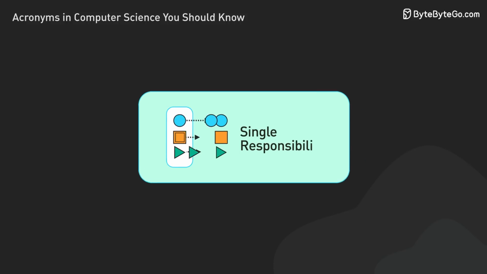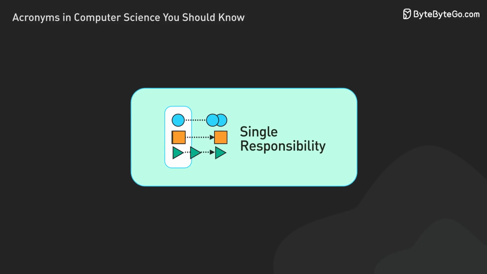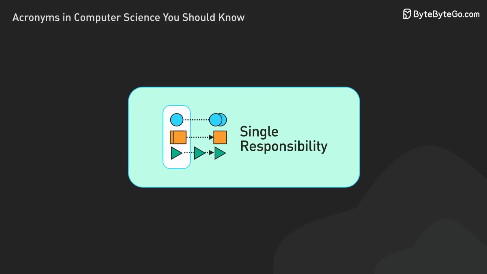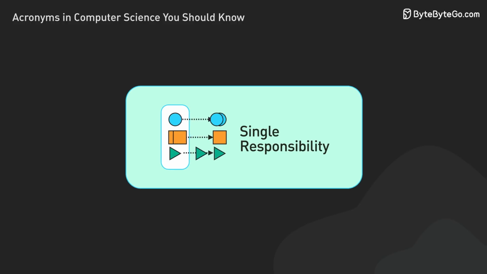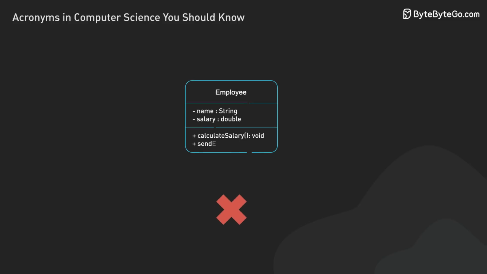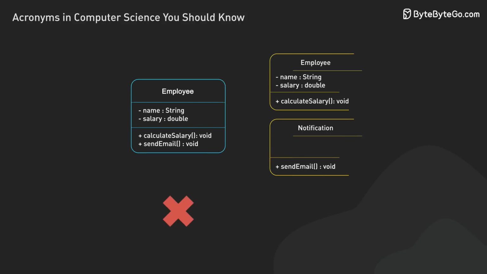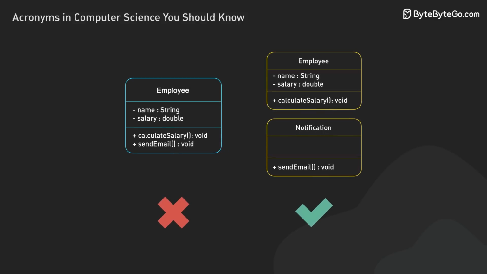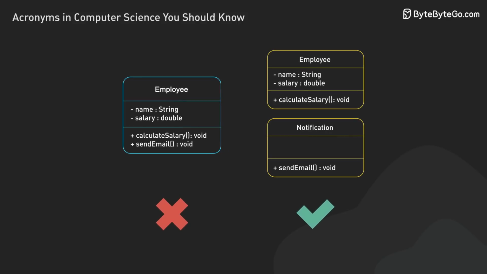First up is the single responsibility principle. It states that a class should only have one reason to change. This minimizes the impact of modifications. For example, separating user data management from user notifications ensures that changes in one don't impact the other.